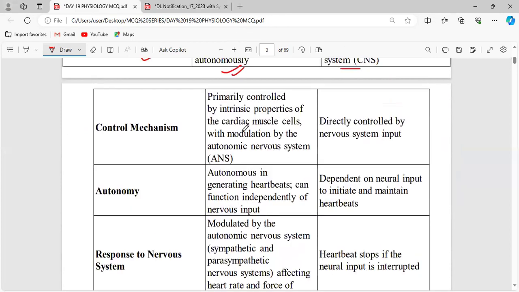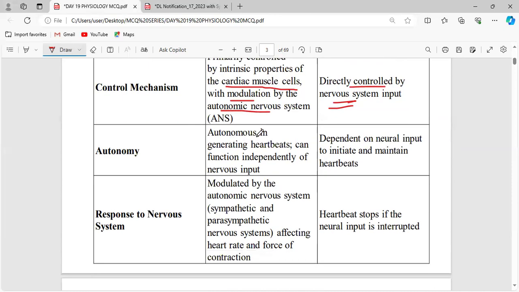And what is the control mechanism? In a myogenic heart, it is controlled by the cardiac muscle cells, with modulation by the autonomic nervous system. In a neurogenic heart, it is directly controlled by the nervous system. A myogenic heart is autonomous in generating heartbeats, which means the pumping action, the contraction and relaxation, is not under the control of any other system. It is independent of the nervous system.